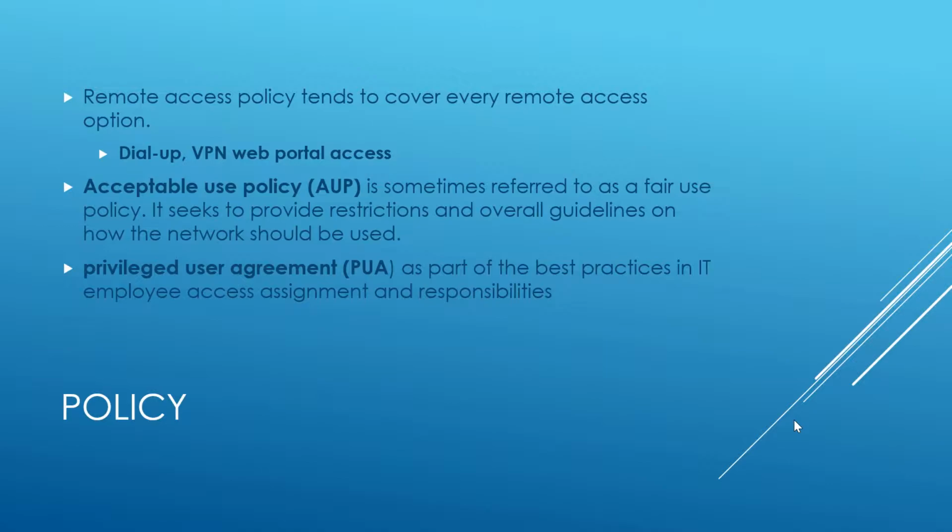So some of these other things you should have: for remote access policy, they tend to cover dial-up, VPN portals, anything that's going to give somebody access from the outside back into something. So in the example I'm showing dial-up, VPNs. And then acceptable use, what is a fair use of the network, things like that.